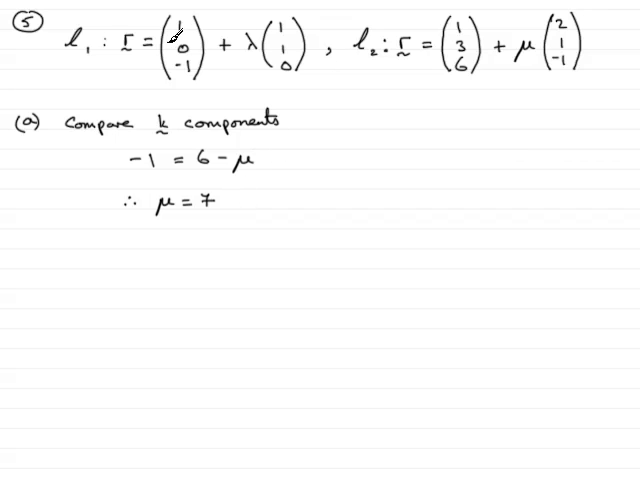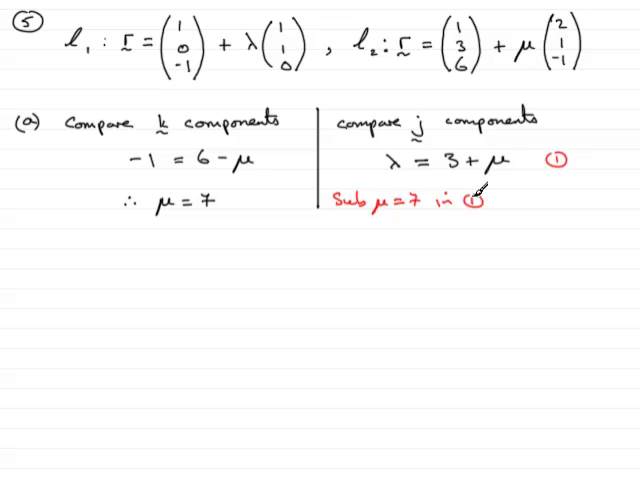Now, looking at, say, the j components here, I think I'm going to get a much easier equation than if I compared the i components. So what I'm going to do next is compare the j components. Make sure you tell the reader what you're doing. So compare the j components. When we look at this, we've got just lambda equals 3 plus mu. But I now know that mu is 7, so if I substitute this into this equation here, let's just call this number 1, so we'll say sub mu equals 7 in 1, and what that gives me is lambda equals 3 add the 7, which is 10.